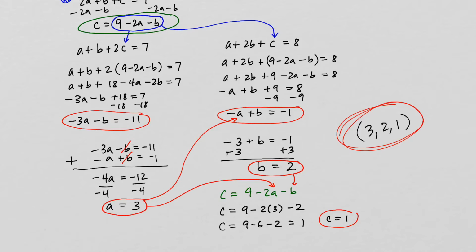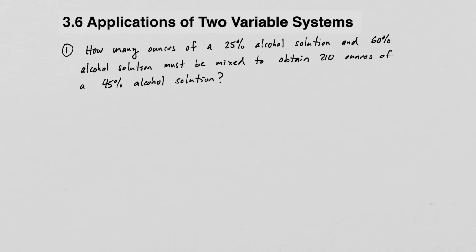All right, so that's it for 3.3. We're going to go on to look at some applications now. So we're jumping to section 3.6, applications of two variable systems. And this is only a single type of application. There are many ways that you can apply two variable systems to solve problems.